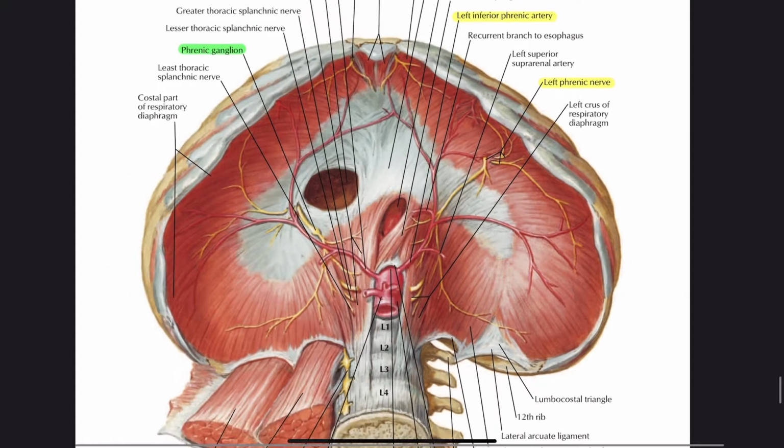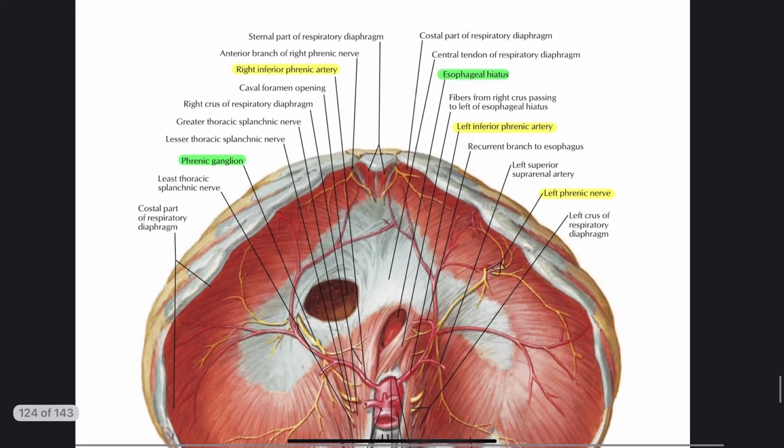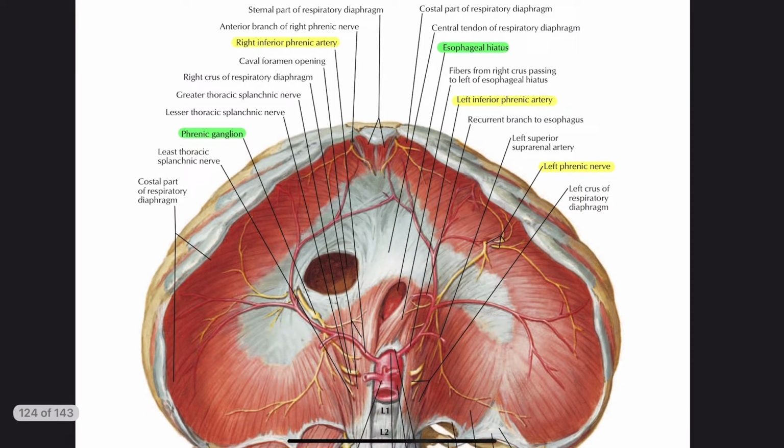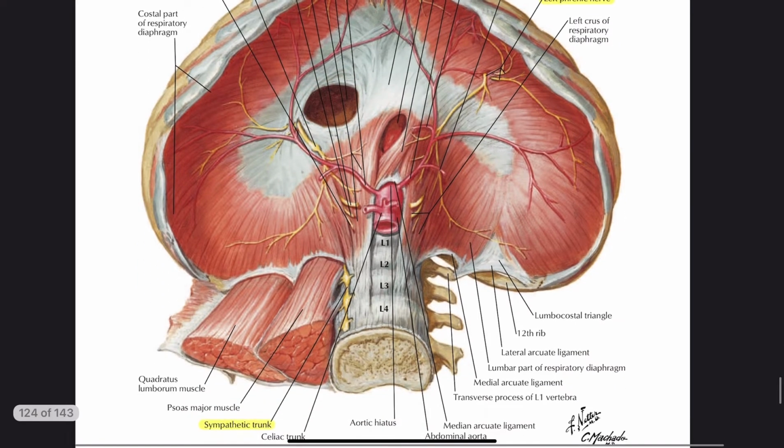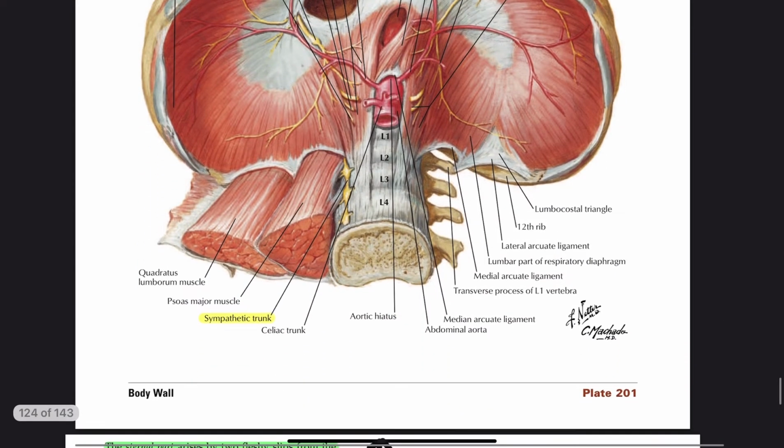All right, some other structures in this diagram you can see. Here is the right inferior phrenic artery, the direct branch of the abdominal aorta. Here you have the esophageal hiatus, this one basically where the right crus is folding. Okay, here you have the vena cava opening, and here is the aorta. Okay, this is the sympathetic trunk running downwards.